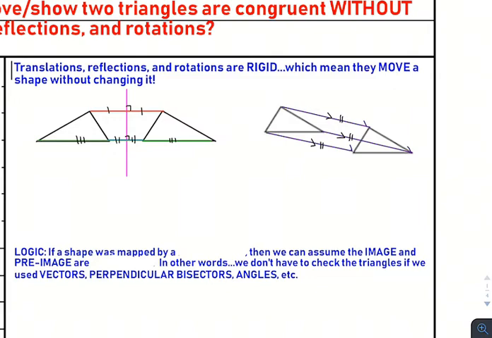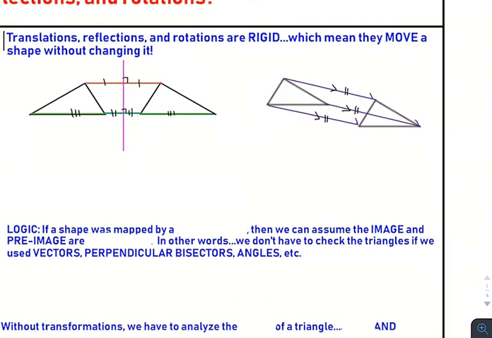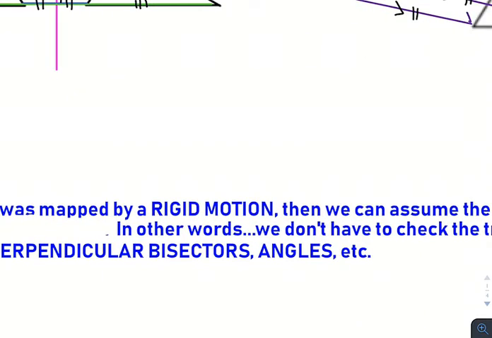Kind of dropping down to the statement, this is the logic behind rigid transformations. If a shape was mapped by what we call a rigid motion, and again, rigid motions are just going to be translations, reflections, or rotations. Okay. So we can make a little note here. We're talking about translations, reflections, or rotations.